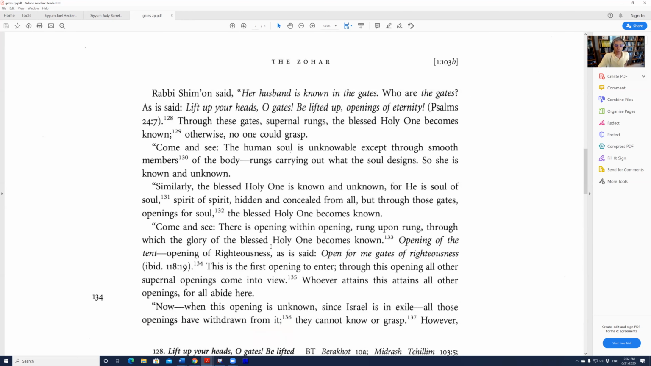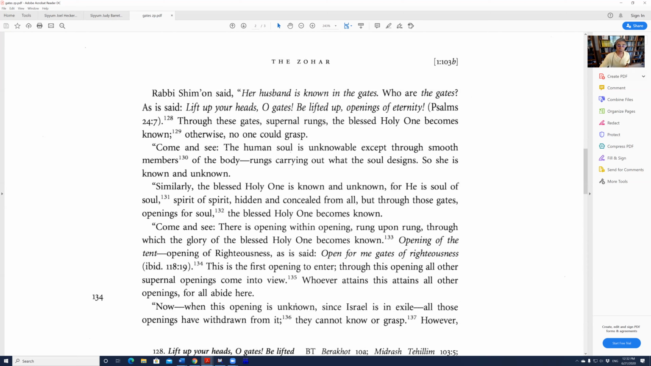Shekhinah is known as the opening of righteousness, tzedek. So pitchu li sha'arei tzedek, open for me the gates of righteousness. Once Shekhinah becomes available, once Shekhinah becomes accessible, then all the other Sefirot reveal themselves through her.